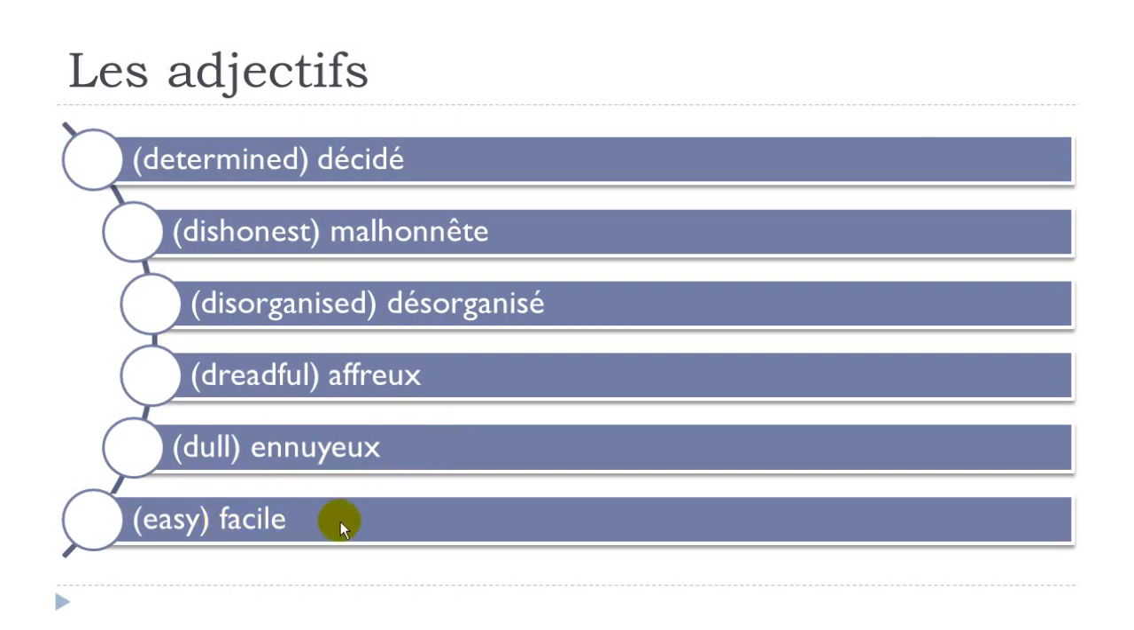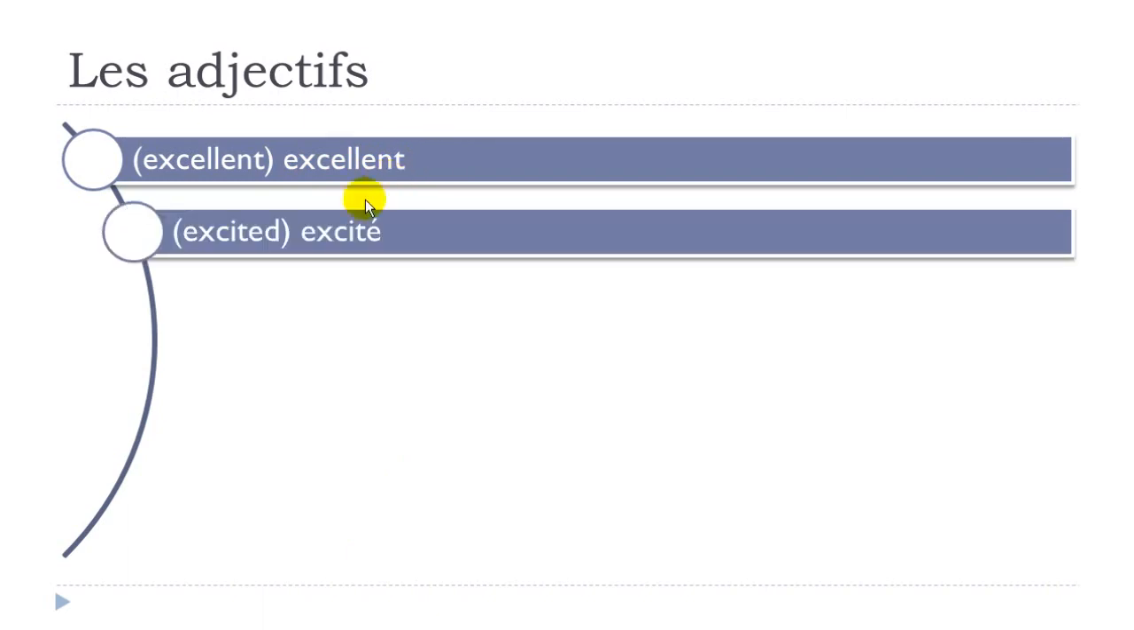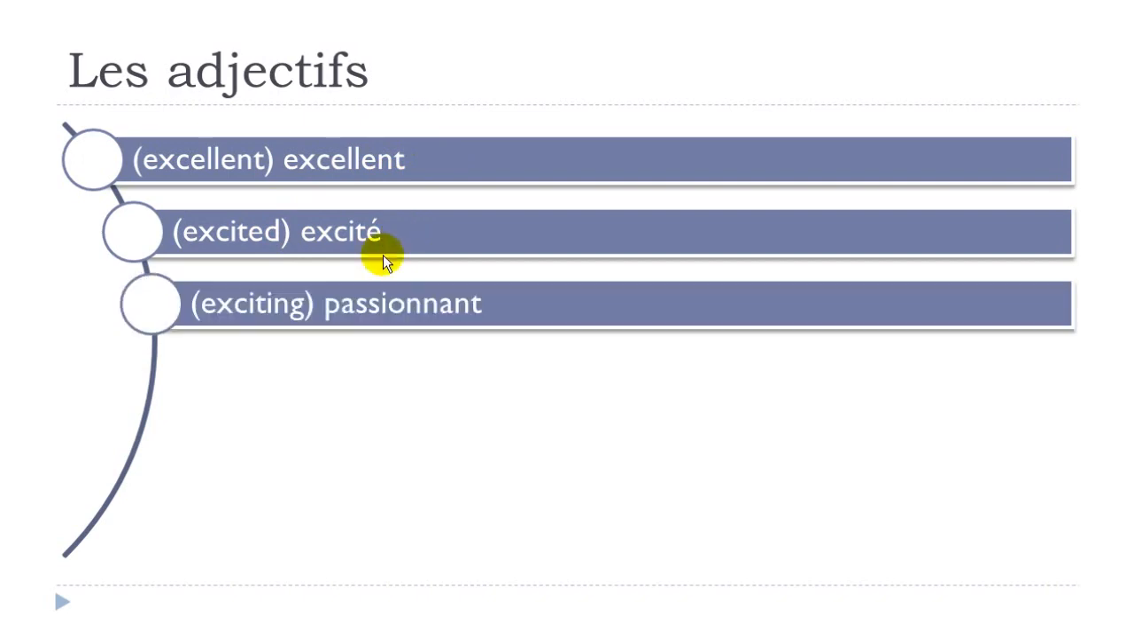Facile. Excellent. Okay, you've got double L here, and then it will open the sound of your here, and it will be e. Excellent, excellent. Excité. Passionnant. Okay, here you pronounce the double S because you've got a vowel, so it's really a strong one. Passionnant. Final T not pronounced, and then here you get this en sound. Passionnant.